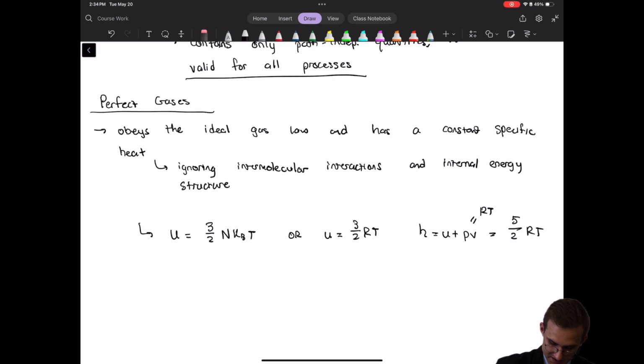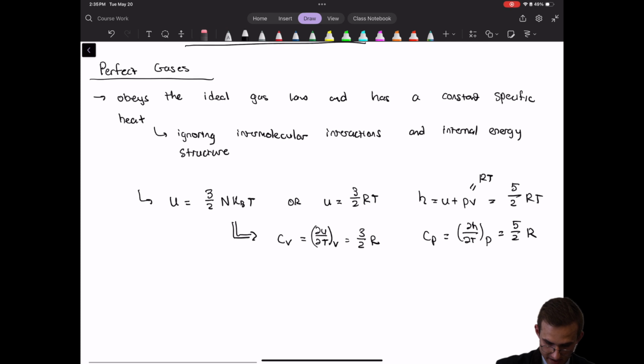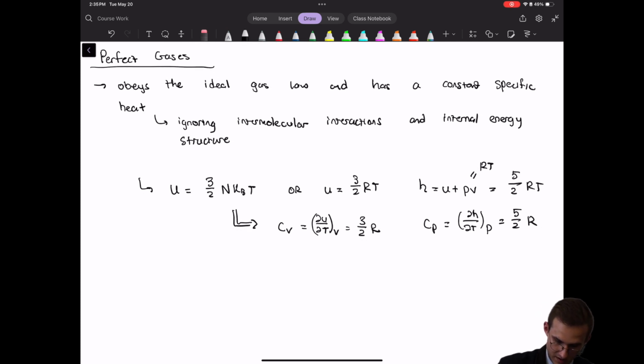Okay, and so what this means is that C_v, which is equal to dU/dT at constant volume, is equal to 3/2 R, and C_p is the partial derivative of the enthalpy with respect to temperature at constant pressure. It'll just be 5/2 R in this case. Now there's another very important value that you'll encounter a lot, which is gamma, or the ratio of specific heats.